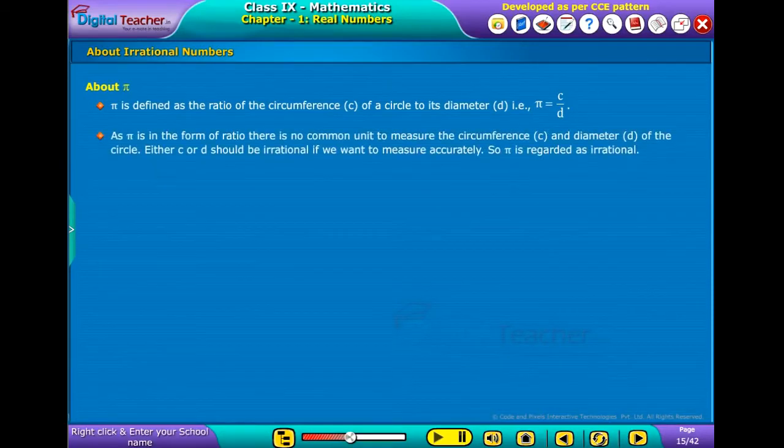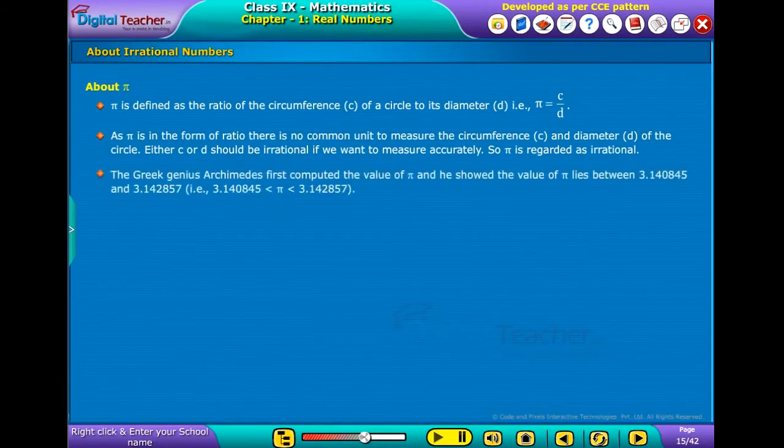About pi. Pi is defined as the ratio of the circumference c of a circle to its diameter d, that is, pi equals c by d. As pi is in the form of a ratio, there is no common unit to measure the circumference c and diameter d of the circle. Either c or d should be irrational if we want to measure accurately. So pi is regarded as irrational.